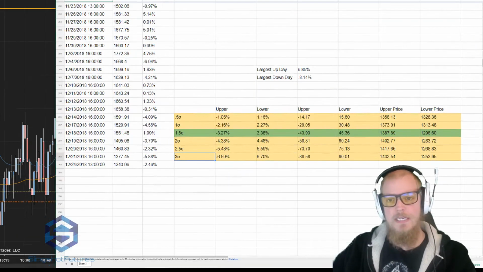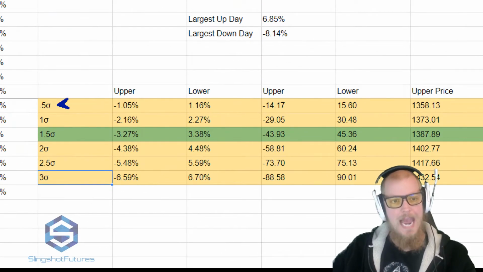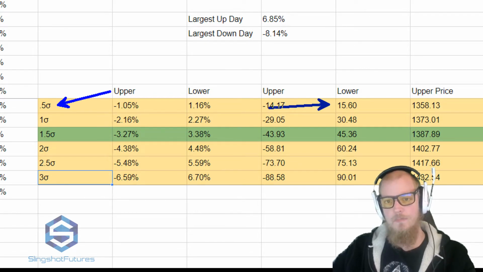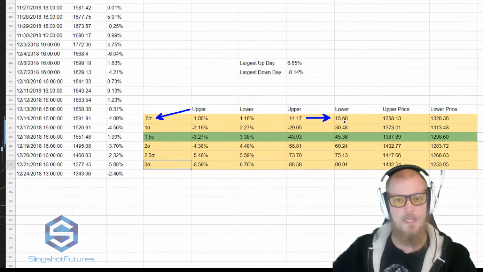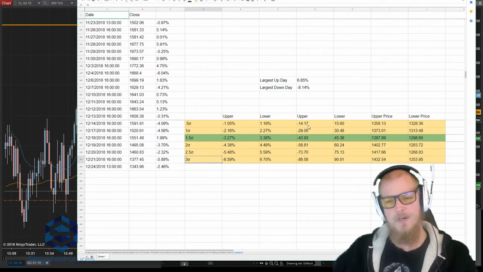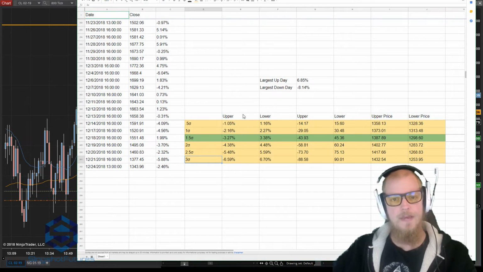Now, this is a really good example. If we just look at the first calculation here, half deviation, the upper versus the lower, there's almost $1 plus difference here, right? $14.17 versus $15.60. That's a big difference, right? And this is why I calculate them separately. Now, I know the numbers look kind of weird. Upper isn't a negative and lower, but just bear with me. It'll all make sense in a minute.